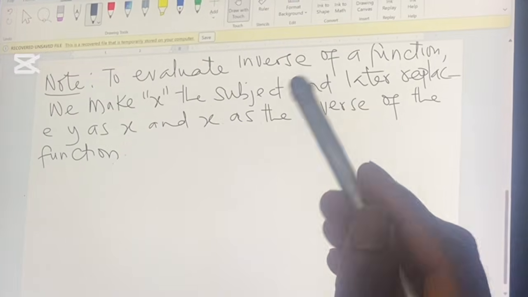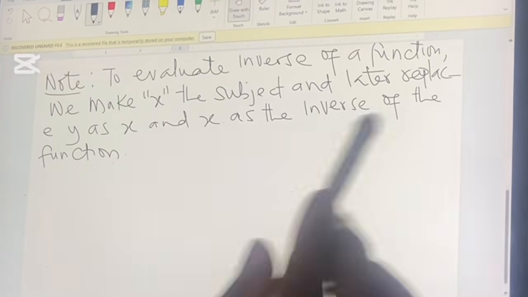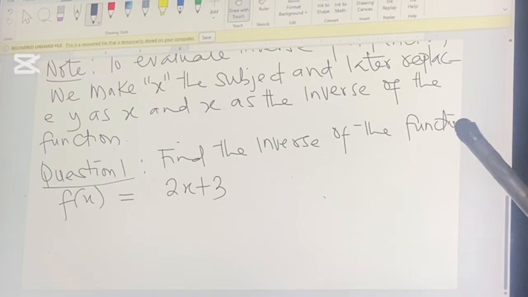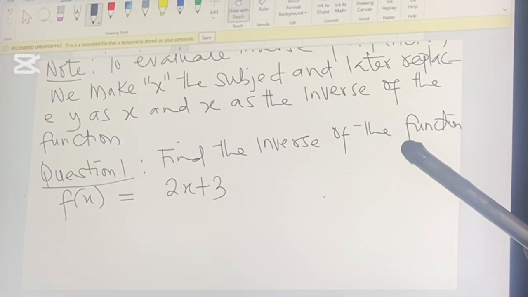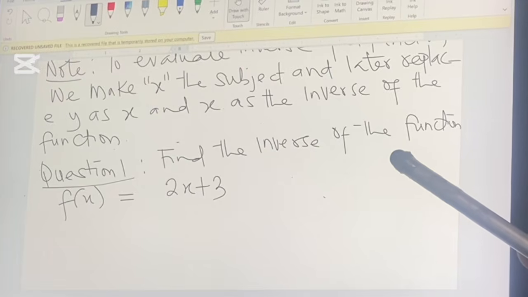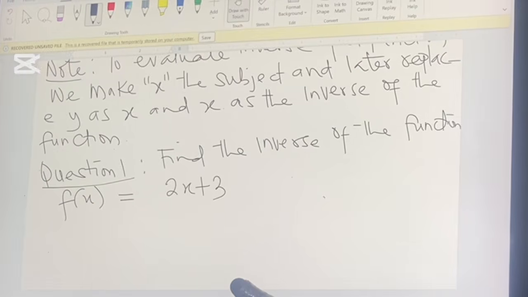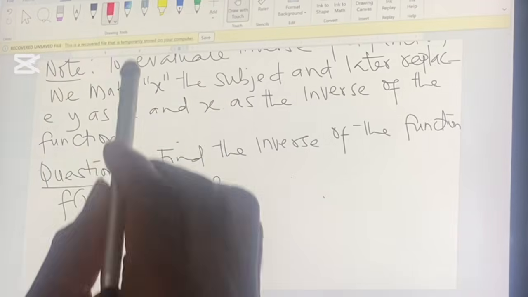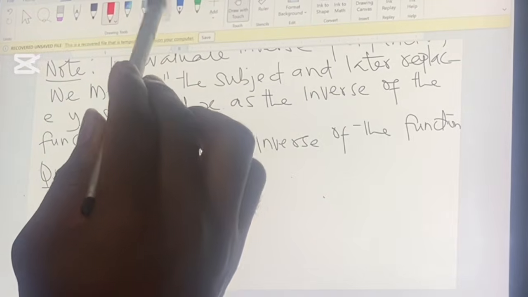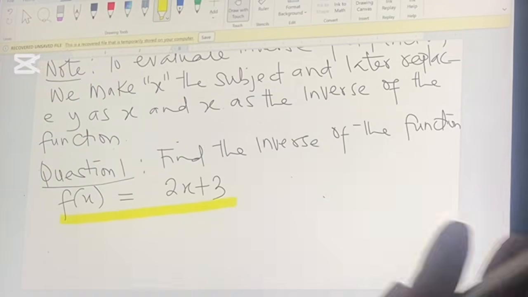Let's take question 1 to understand this note. Question 1 says, find the inverse of the function f of s equals 2s plus 3. So we are given a function here, class, and we are asked to find the inverse of this function.